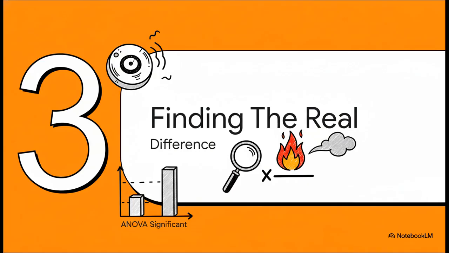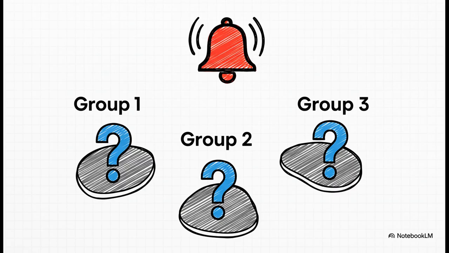We got to find the fire, right? All that significant result means is that we're pretty sure the groups aren't all the same, but we still don't know how they're different. Is it school 1 versus the other 2? Are all 3 different from each other? ANOVA on its own just can't tell us.